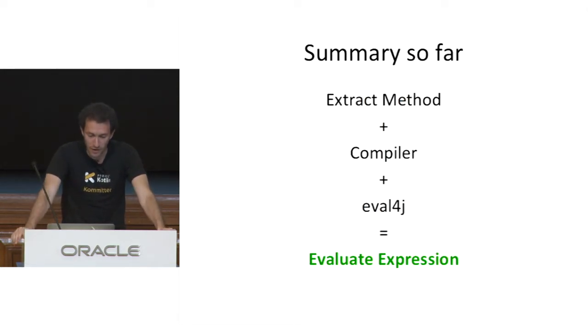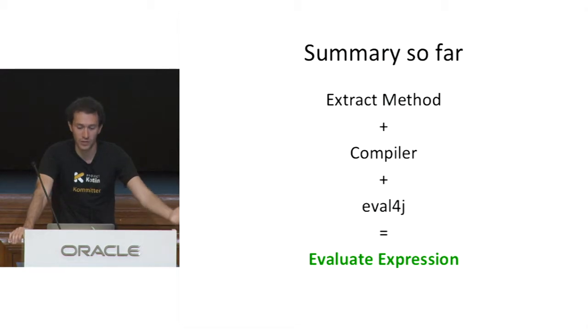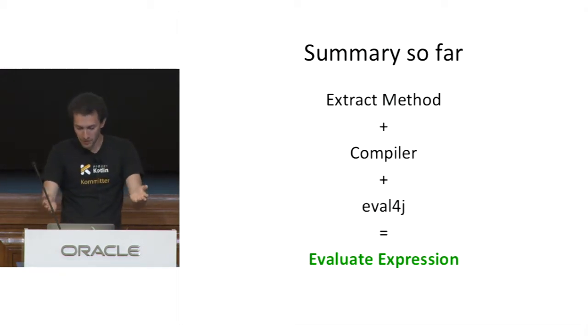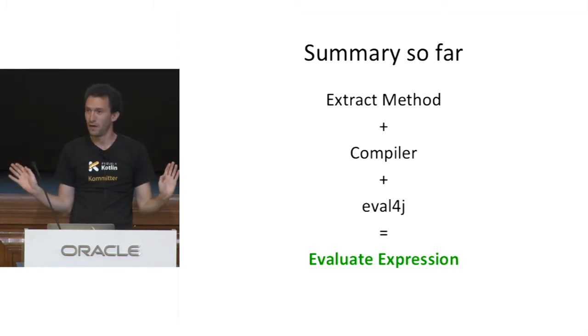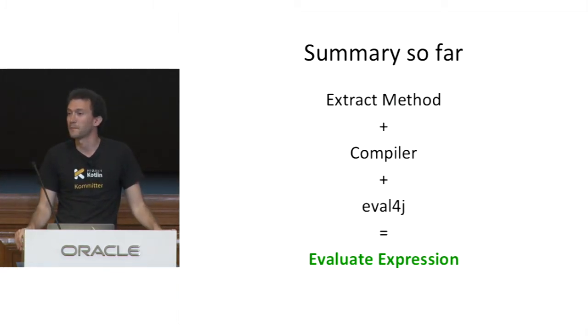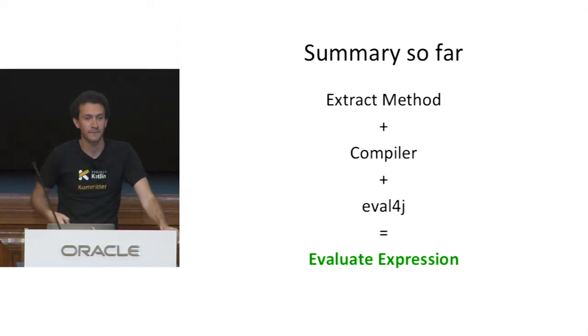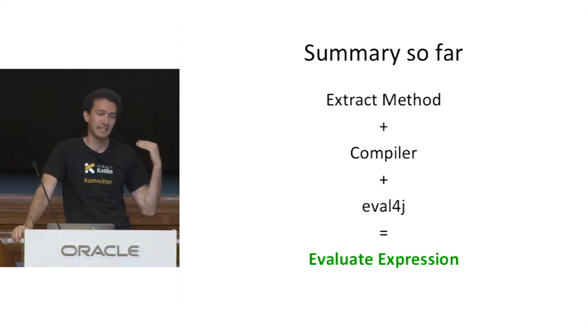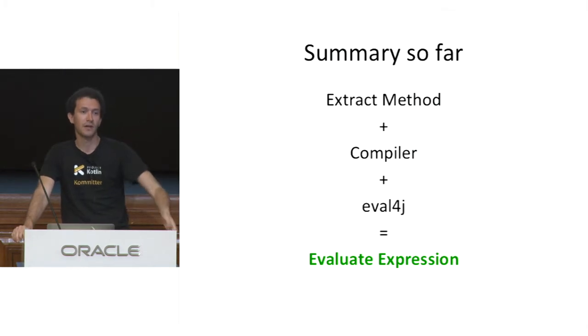So far, we're in pretty good shape. We just take our extract method, our compiler, the interpreter, and we have evaluate expression. All good. Any questions at this point? Go ahead. No, these are for, so we are talking interactive debugging here. So it's for inspecting your expressions just in the code, doing conditional breakpoints, watches, whatever.